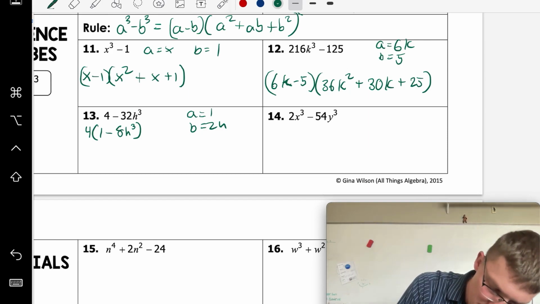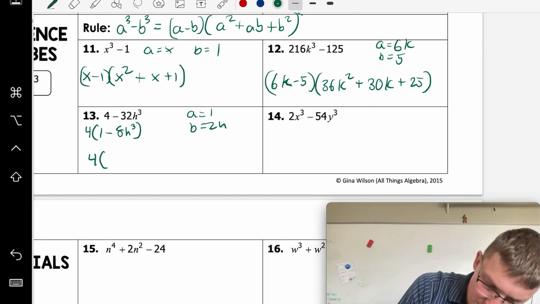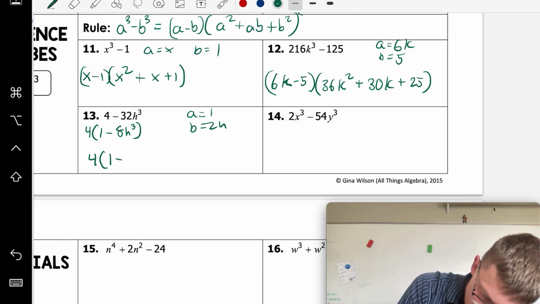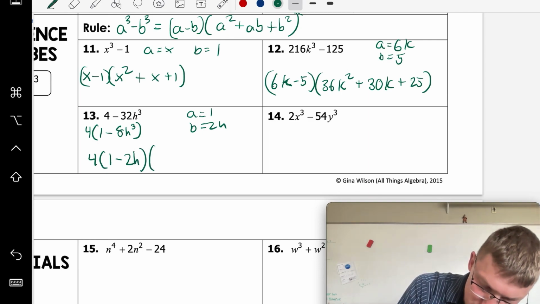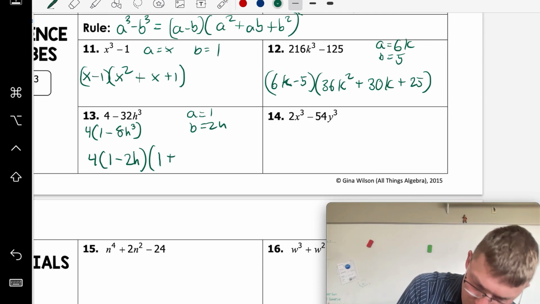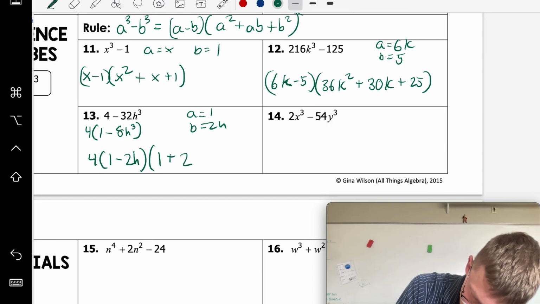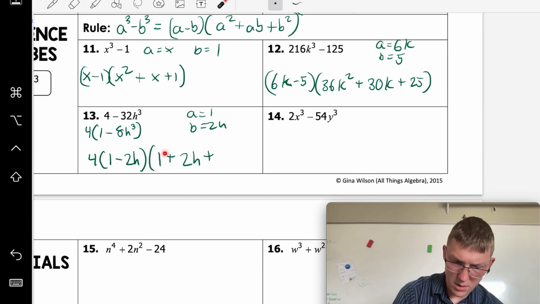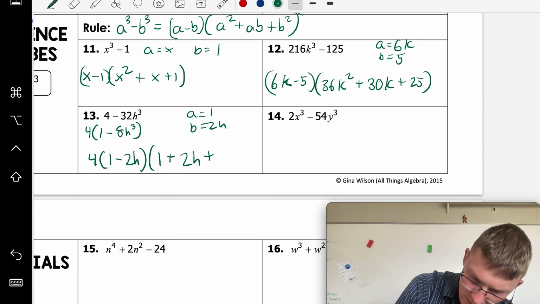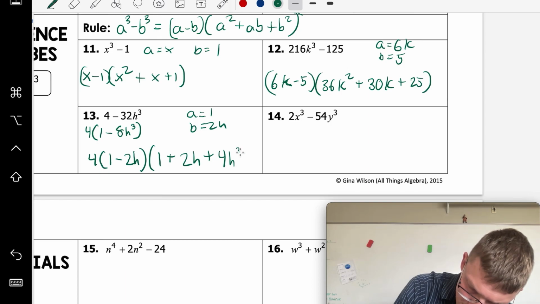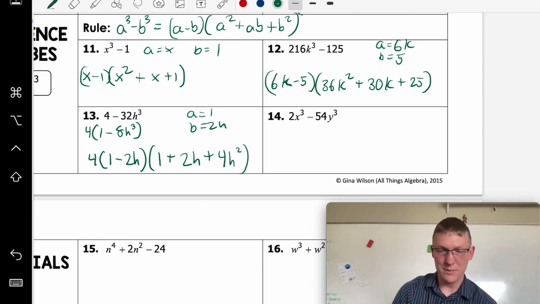So our answer is going to be 4 times a minus b, 1 minus 2h, times a squared, which is just 1 squared, which is just 1, plus a times b, which is 2h times 1, which is just 2h. So to finish up, we've got our a squared plus our a times b, which is 2h times 1, and then b squared is just going to be 4h squared. So there you go, it's factored.